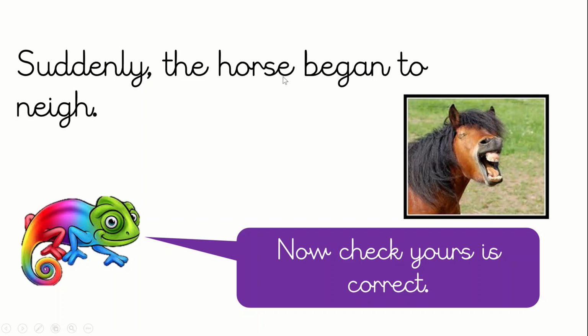Horse, the sound is an S and an E at the end. Began has got an E in the middle. To neigh, and did you remember E-I-G-H? Well done if you did. Pause the video if you need more time to check.